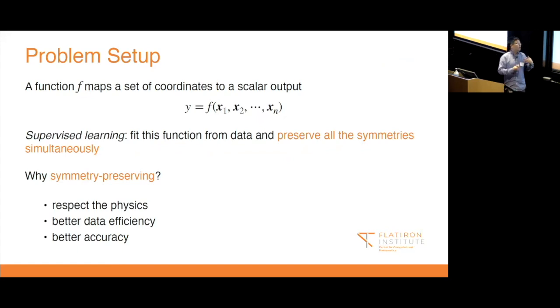But in the pipeline of machine learning, you a priori have a certain data set and you want to learn the function from that data set. So you want to extract as much information as possible from that data set. That's why, from a machine learning perspective, we are particularly interested in these symmetry preserving properties.